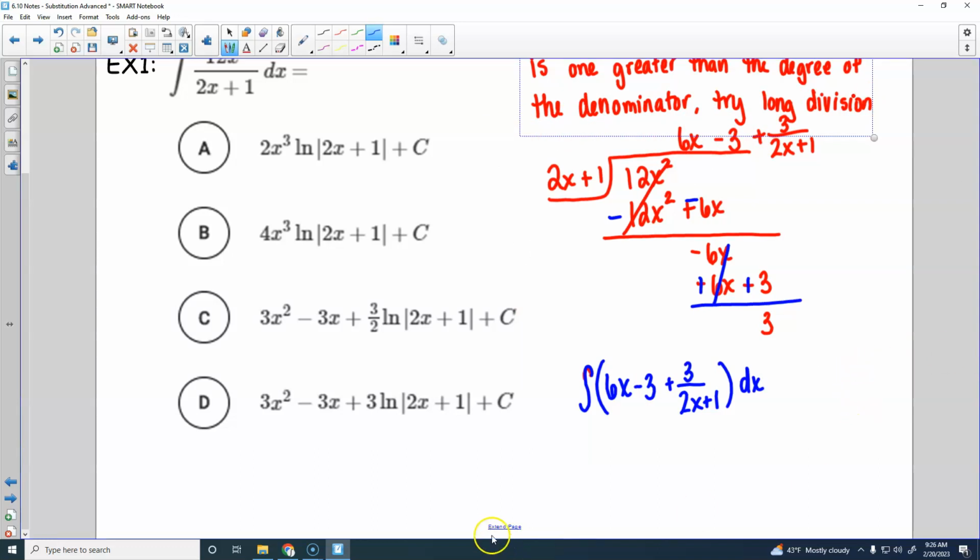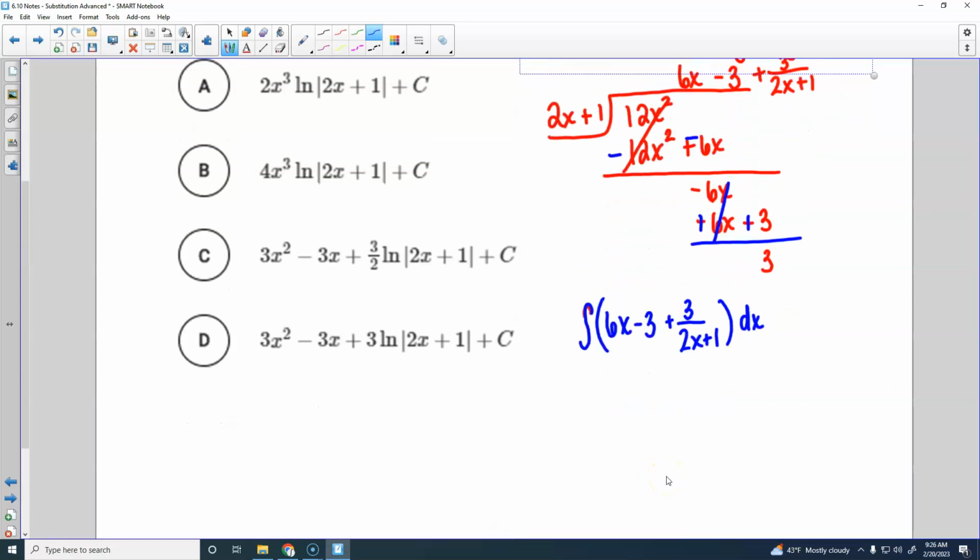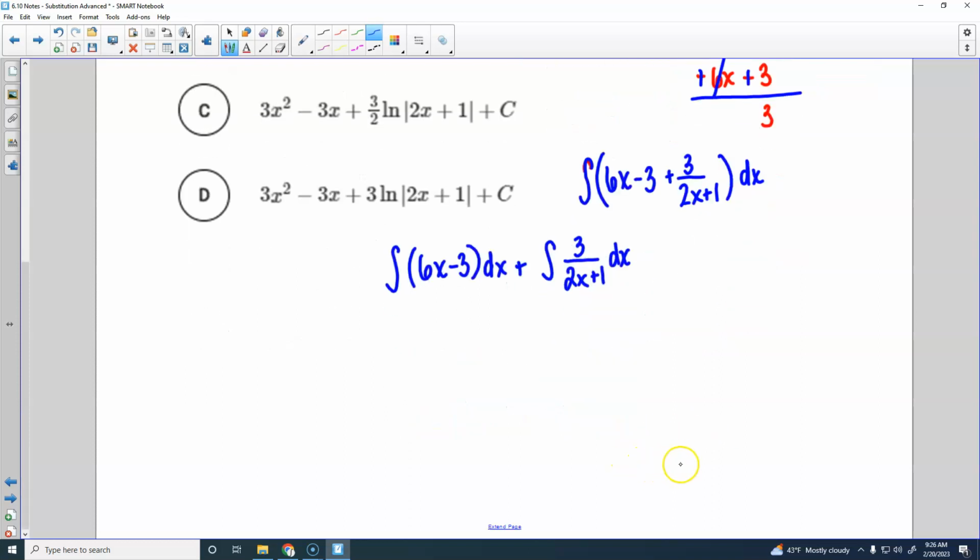So what's good about this is I can treat this as separate integrals now. This is the integral of 6x minus 3 plus the integral of 3 over 2x plus 1. And I would wait until the end to integrate. We could integrate 6x minus 3 really easily because it's just the power rule. But I would wait and integrate both at the same time, because then you can just put one single plus c on the end, and you don't have to have separate plus c's that you combine.